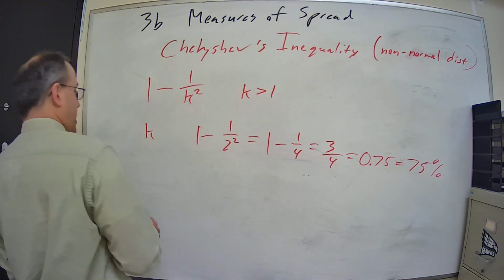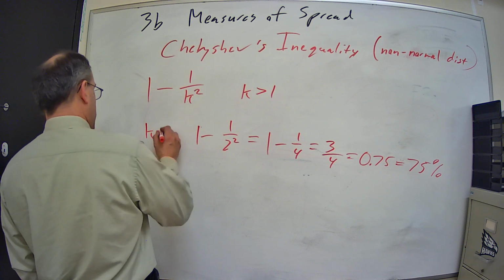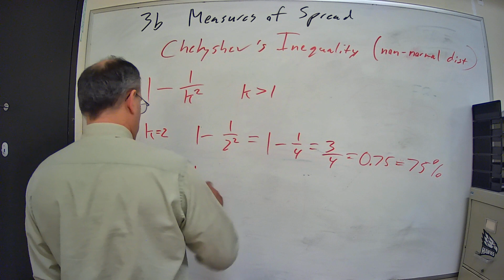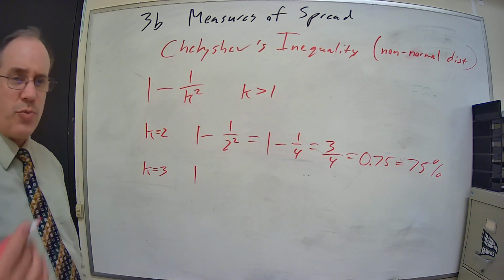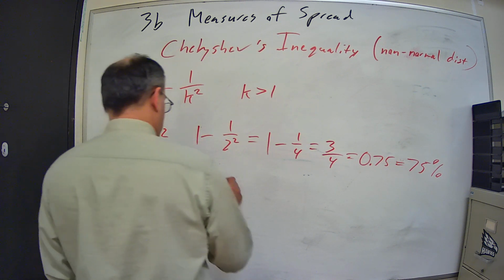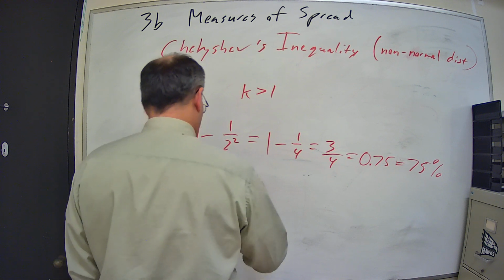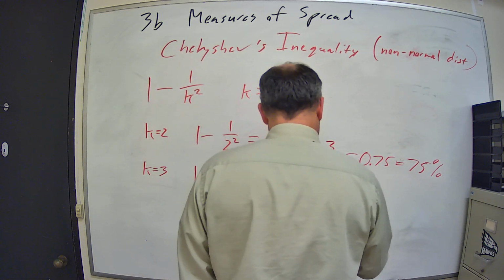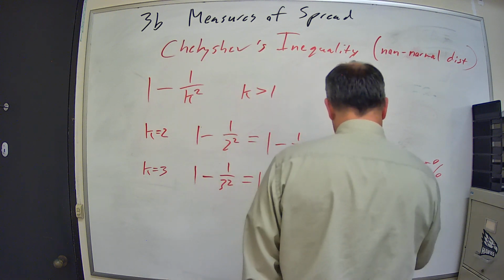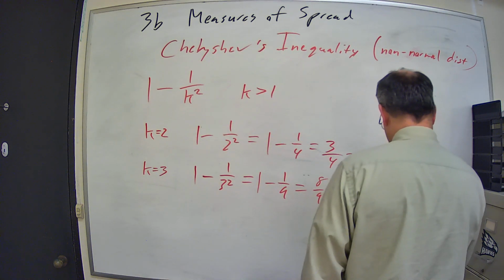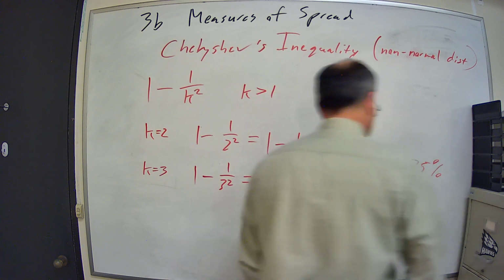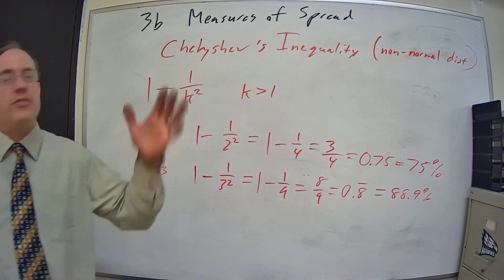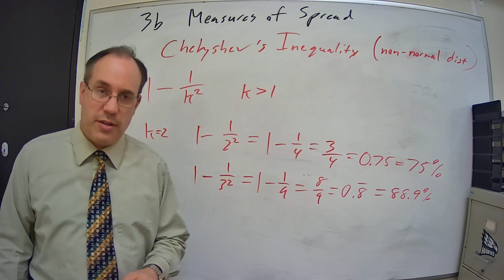Well, what if we set k equal to 3? We set k equal to 3, so what percentage, at least what percentage is within 3 standard deviations? 1 minus 1 over 3 squared is equal to 1 minus 1/9 is equal to 8/9 is equal to 0.8 repeating, which is approximately 88.9%. And we can do that for 2, 3, 4, 5, 6, however many standard deviations.